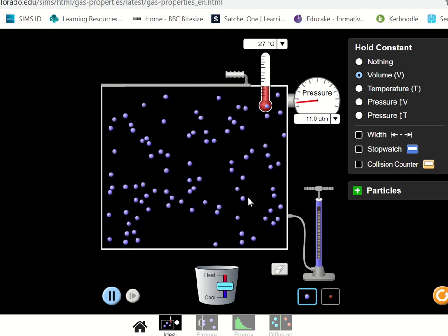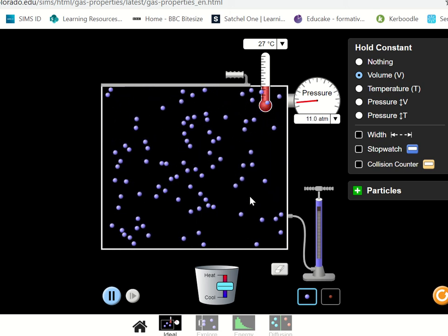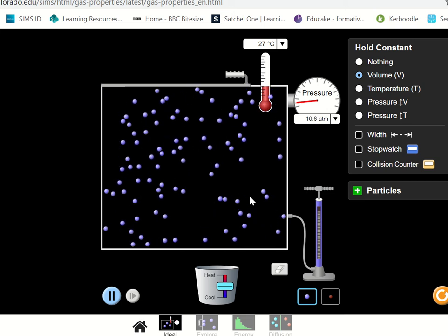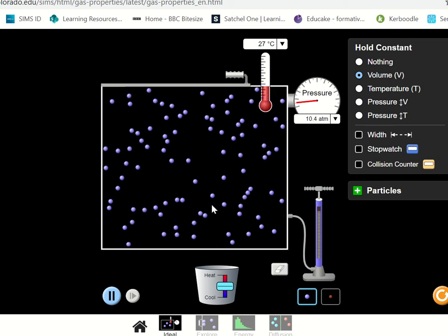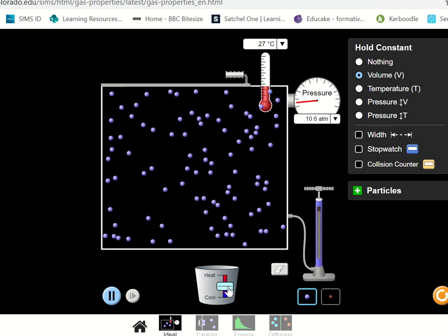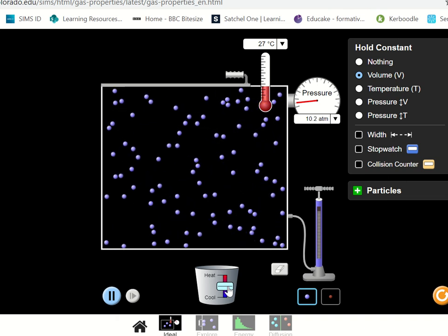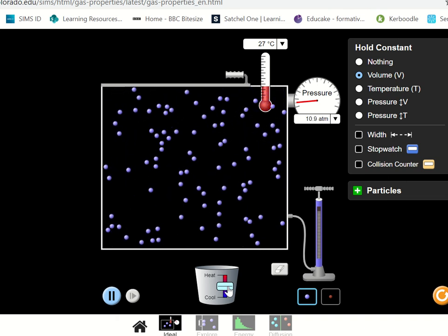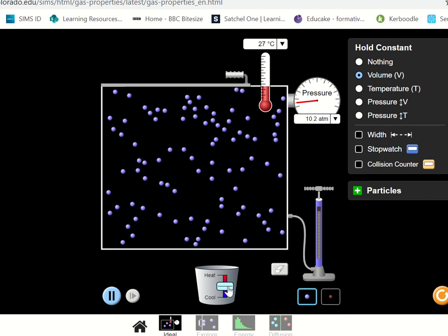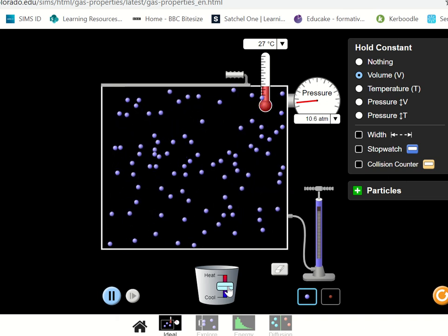Now, as I say, you've got to understand how changing the temperature and the volume of this container will affect the pressure. So you can make a bit of a prediction here. If I heat up this simulation, what will happen to the particles? What will they start to do? And then how will that affect the pressure? Have a bit of a think.